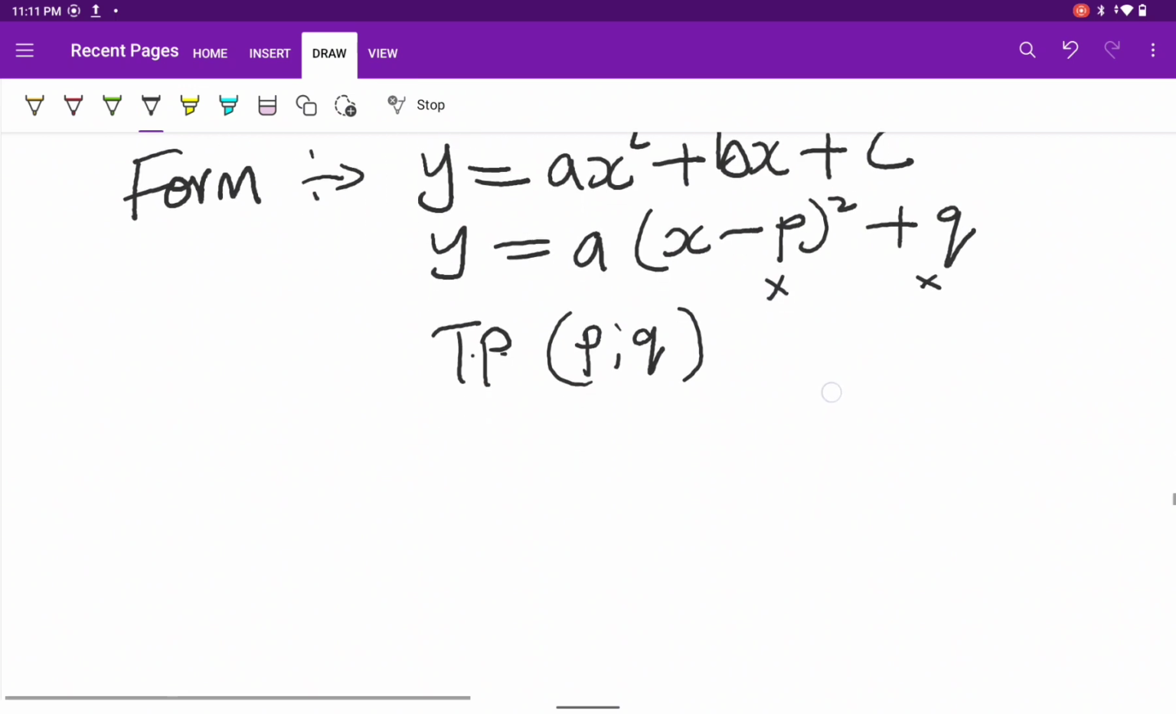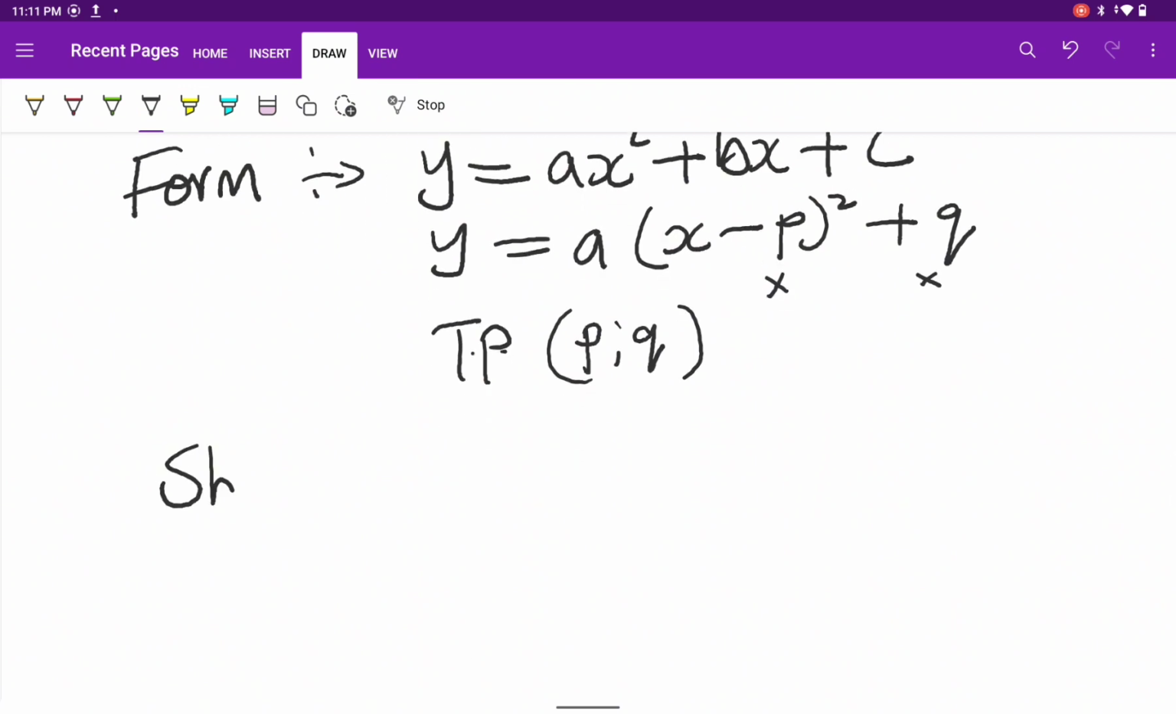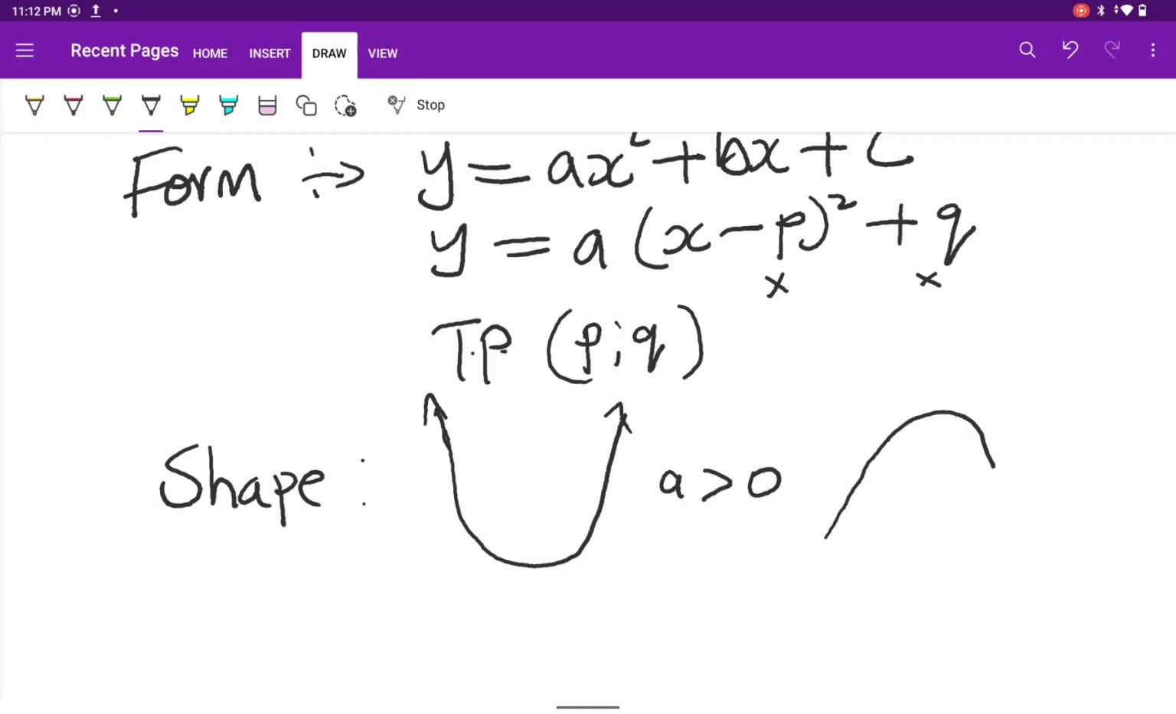All right, the shape. We need to understand the shape of the graph. The shape is like this. If the value of a is positive, the graph will be like this, and the graph will be like that if the value of a is negative.